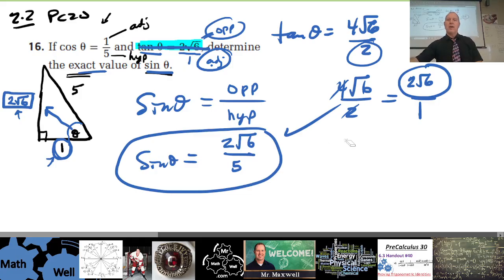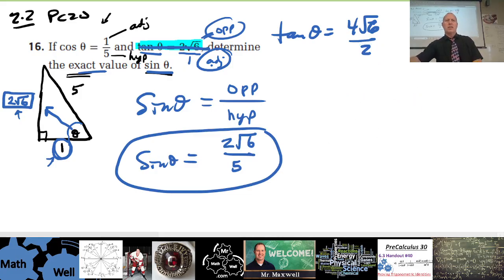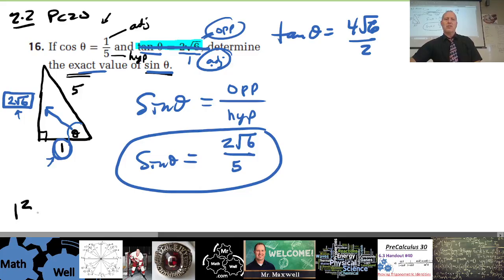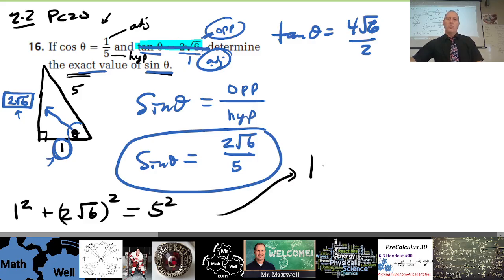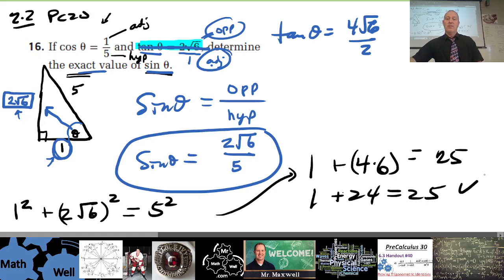And one other thing, if you're like, oh, I think that's right, well, check this out. What does Pythagoras say? Pythagoras says 1 squared plus 2 root 6 all squared must equal 5 squared. Well, 1 squared is 1. 2 root 6 squared, do you guys know how to do that? 2 times 2 is 4. Root 6 times root 6 is 6. Equals 5 squared, 25. 1 plus 24 is 25. So that totally works. Isn't that crazy?